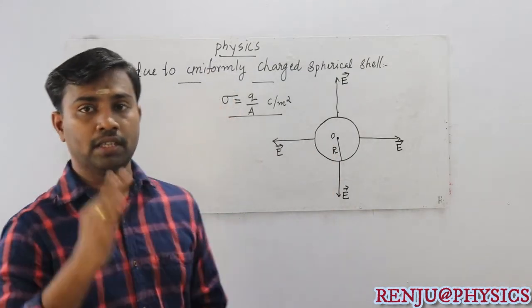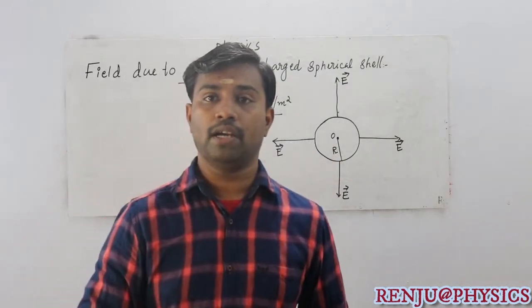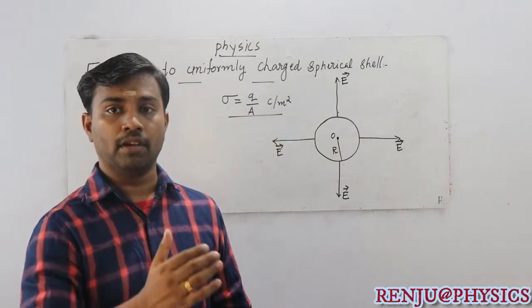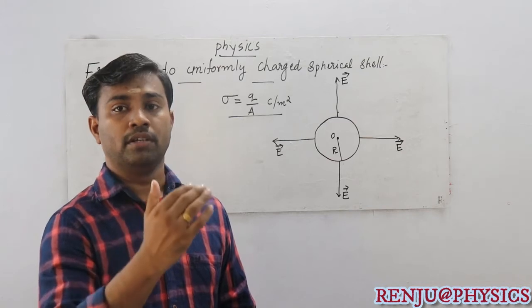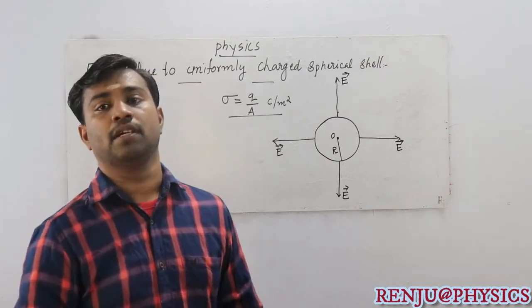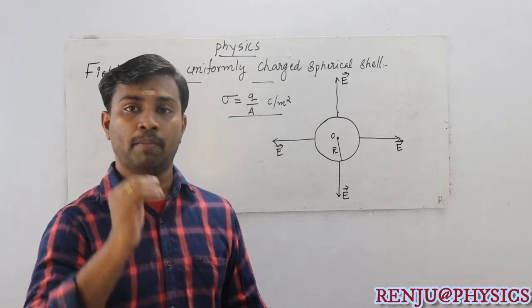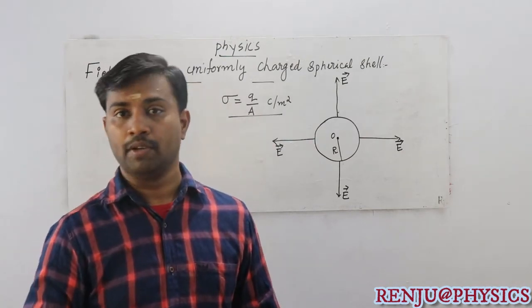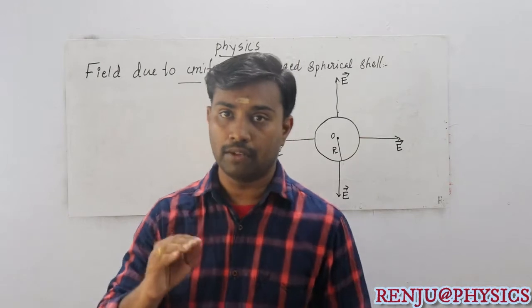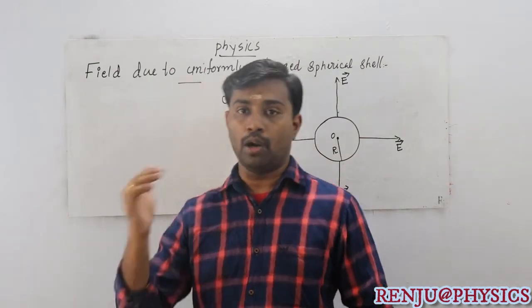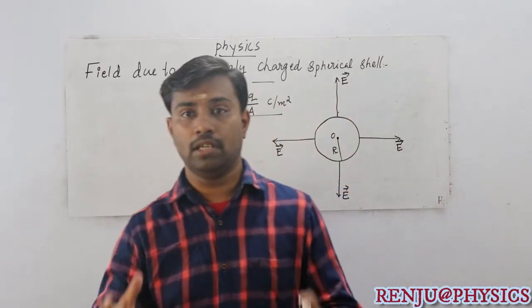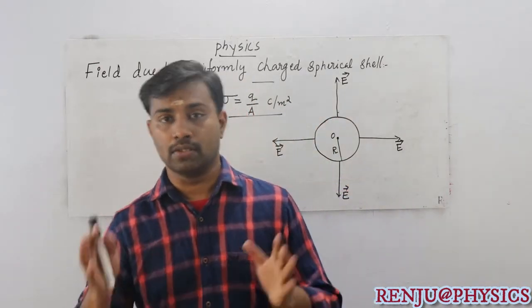So we are considering three cases. First, the point is outside the spherical shell; then the point is on the surface of the spherical shell; and third, the point is inside the spherical shell. So we need to find the electric field outside, on the surface and inside the spherical shell. These are the things we are going to discuss now.